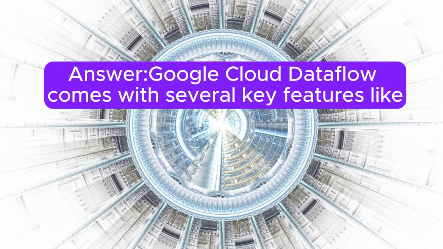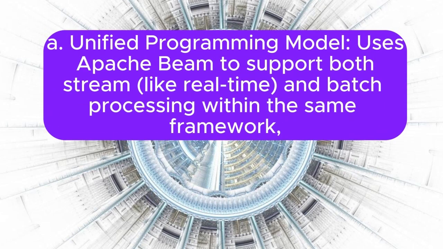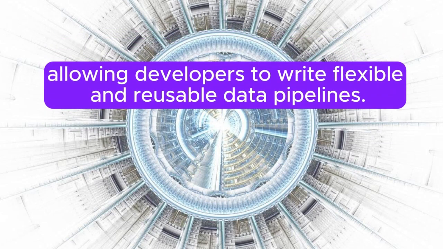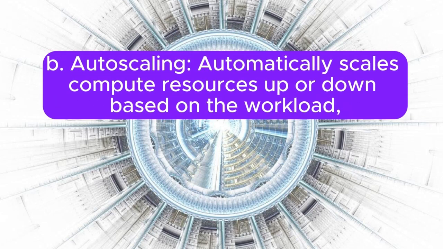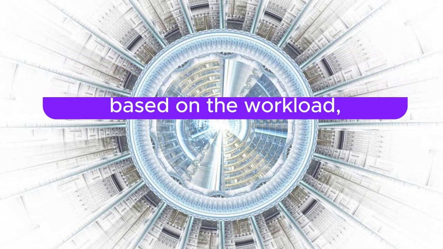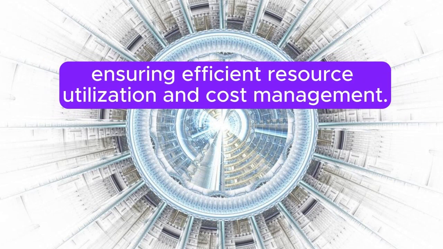2. Explain the key features of Google Cloud Dataflow. Answer: Google Cloud Dataflow comes with several key features. A. Unified programming model. Uses Apache Beam to support both stream-like real-time and batch processing within the same framework, allowing developers to write flexible and reusable data pipelines. B. Autoscaling. Automatically scales compute resources up or down based on the workload, ensuring efficient resource utilization and cost management.